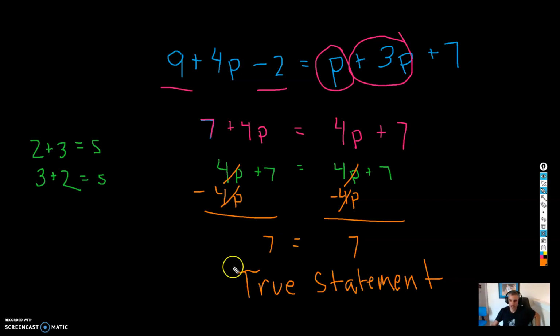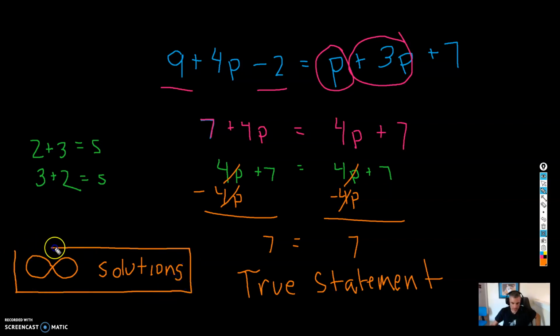So this type of equation, when you end up with a true statement, is going to have an infinite number of solutions. This is the symbol for infinity, right? An 8 on its side. Infinite number of solutions. What that means is you can literally go to the number line, close your eyes, pick any number you want, plug it into this equation, and you're going to get a balanced equation, a balanced scale.